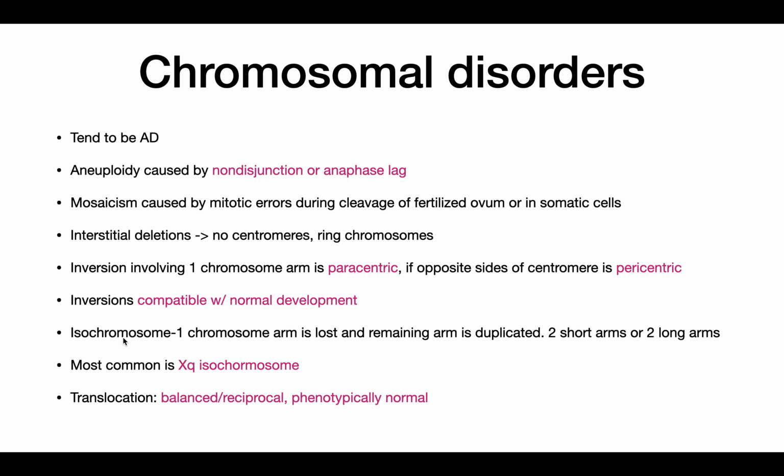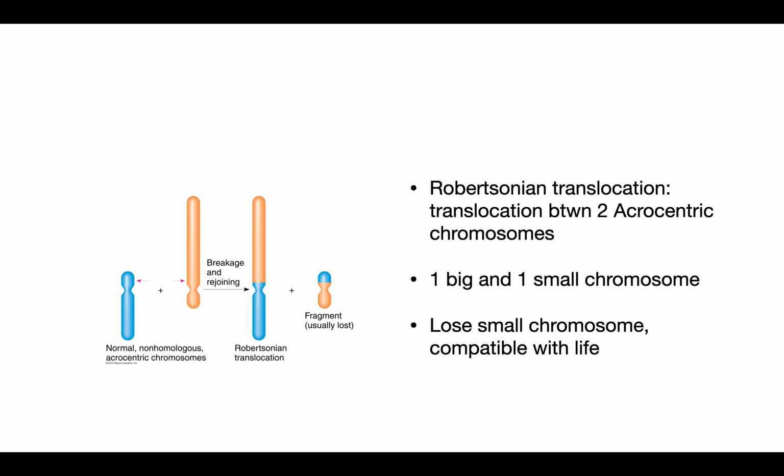Isochromosome is when an arm is lost and the remaining arm is duplicated. So the most common one is Xq isochromosome. And translocation could be balanced, reciprocal, and these people are phenotypically normal, but when their child is produced, that can be a lot more problematic. It can result in like trinucleotide repeats.